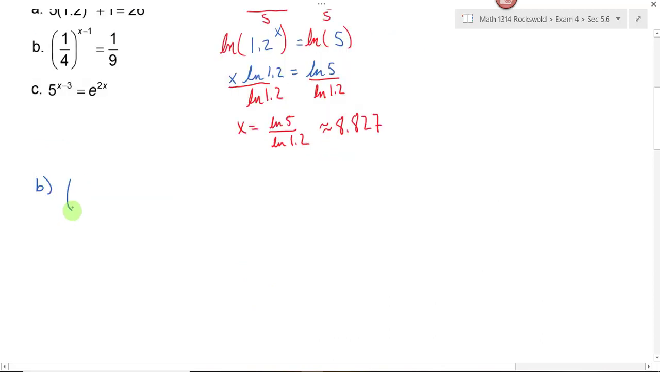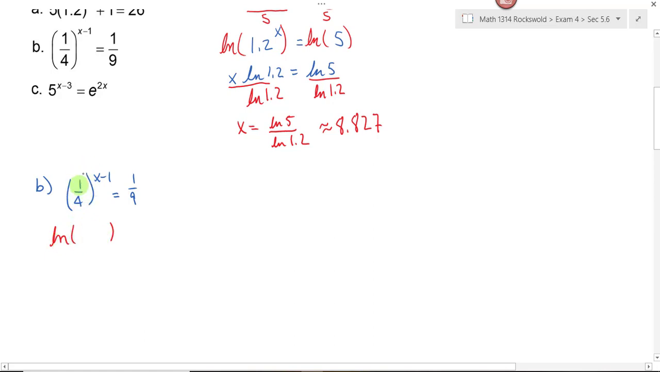Alright, in part B we have 1/4 raised to a power of x minus 1 equals 1/9. Notice the variable is in the exponent. How do I get a variable out of an exponent whenever I have an equation to solve? I use the power rule for logs. And what you do to one side of the equation, you have to do to the other.